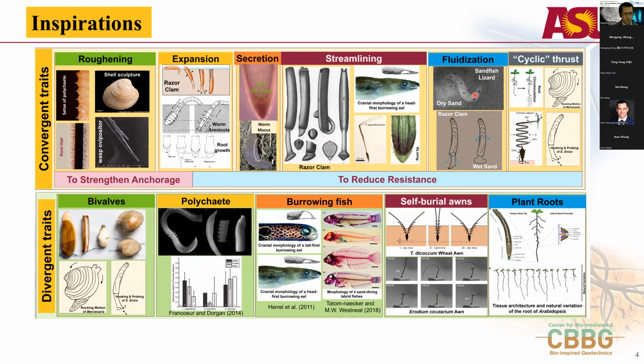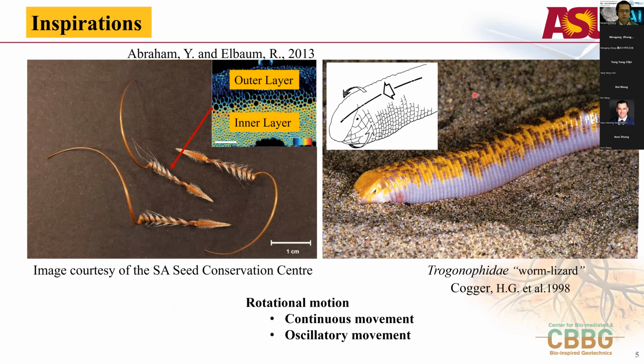So in this study, we get the inspiration from the seed ants and the worm lizard. The seed ant has a bilayer structure which can generate differential deformation, which will result in the rotational movement. So the seed ant can bury itself into the ground for the future generation with the continuous rotational movement. The worm lizard makes the turnover event by oscillating its head around the long axis of the trunk. So both of the rotational movements can reduce the penetration resistance.